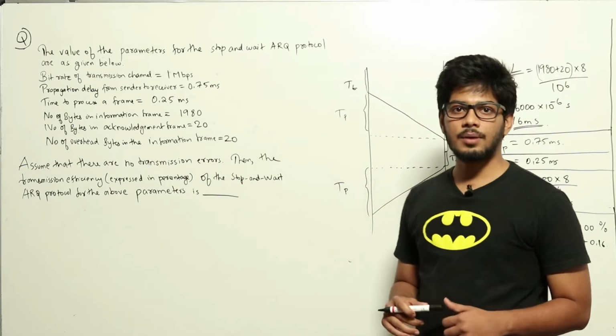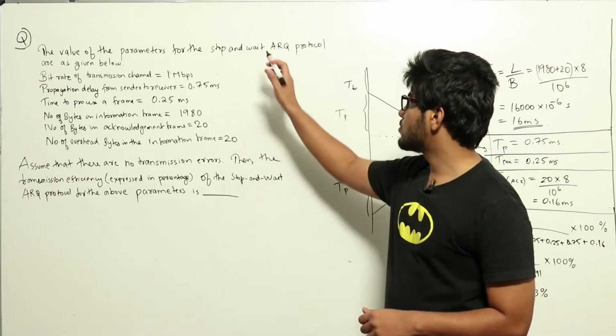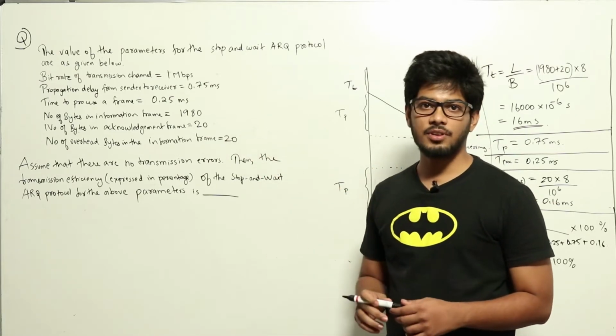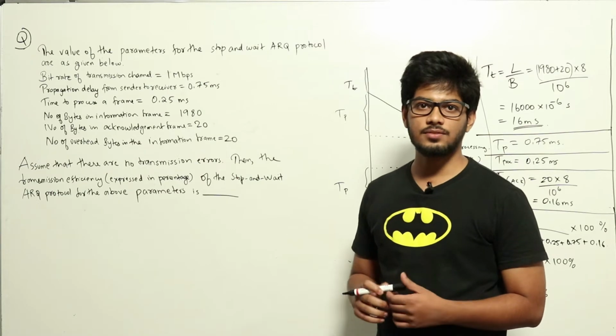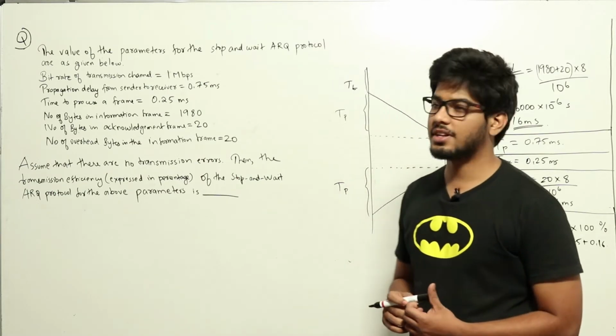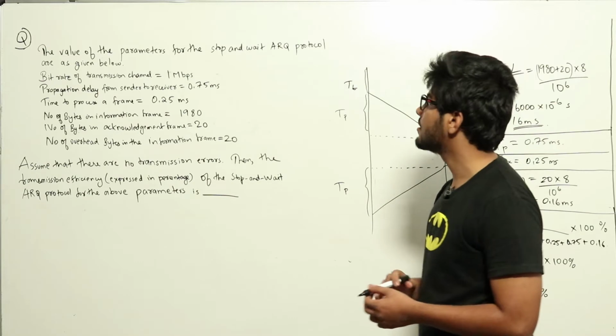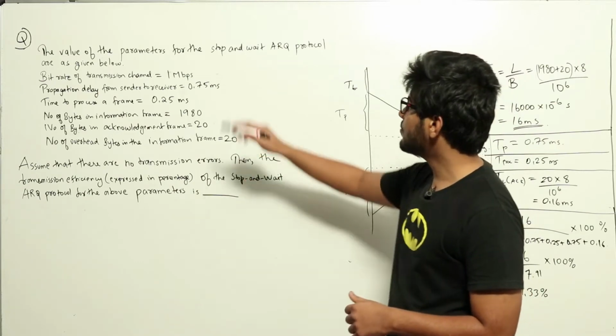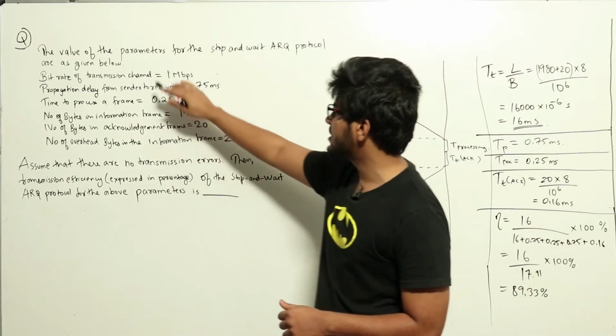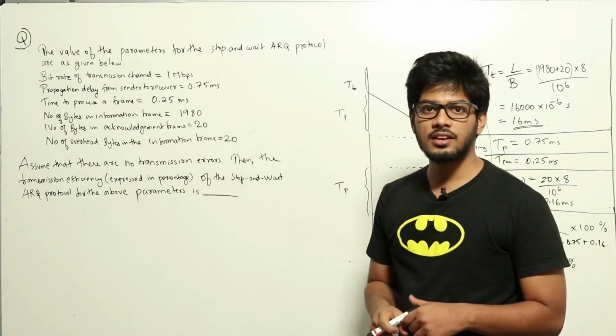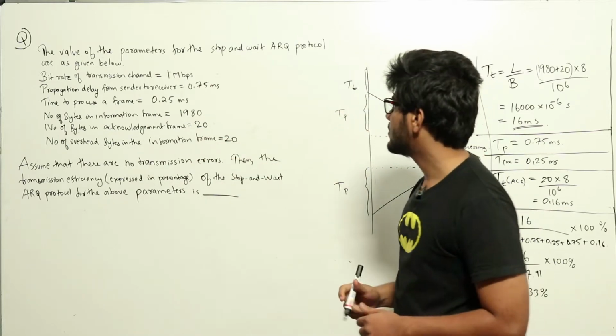So this is a question from computer networks regarding stop-and-wait protocol. If you don't understand stop-and-wait protocol, please refer to the video lectures for the same from the computer networks section, and then you can come back and answer this. So here for the given stop-and-wait protocol, all these parameters have been given and they are asking us to calculate the efficiency. So we will see how to do that.